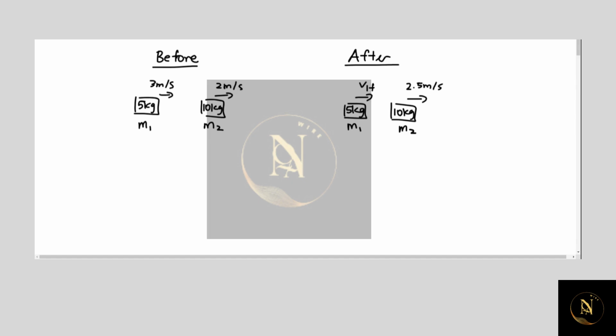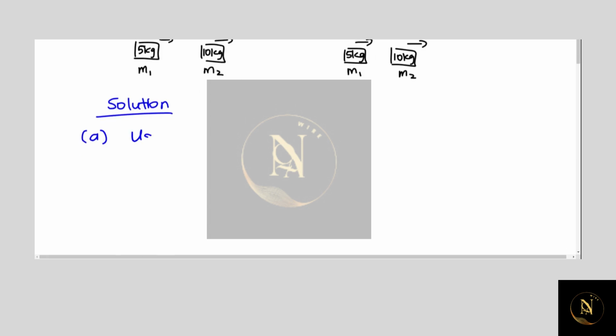There are 4 parts in the question. We want to calculate the final velocity of the 5 kg block and the change in total kinetic energy of the system, and what happens if the 10 kg block has a final speed of 4 meters per second, and account for the change. In part A, we want to find V1F. To do this, we'll be using conservation of momentum.